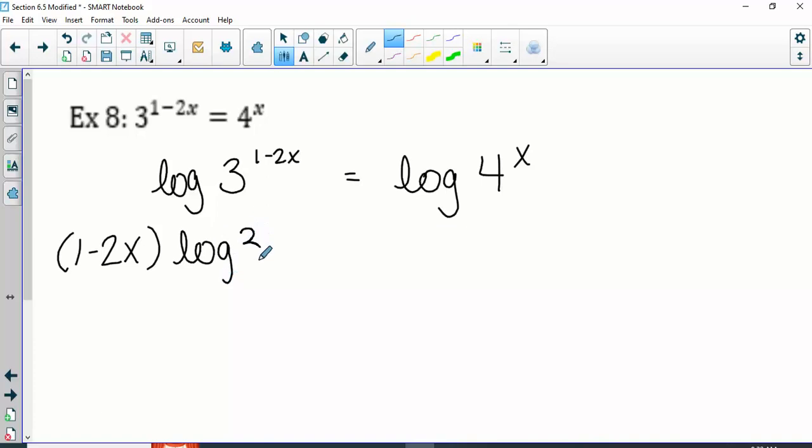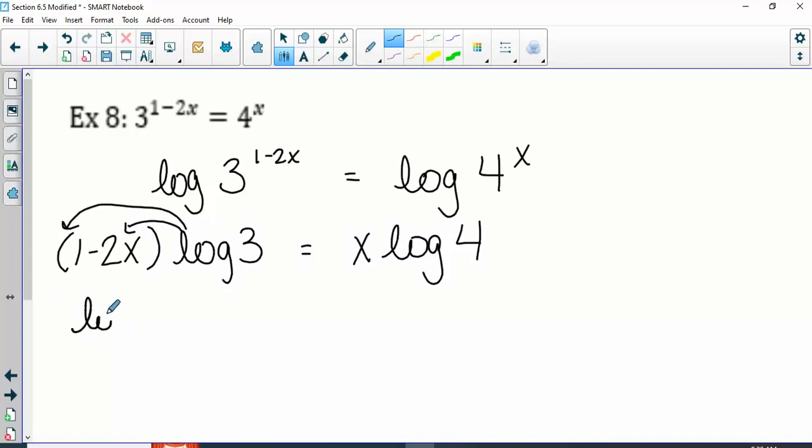Would it be x log plus, log 4? X times log 4. I didn't know if you would break it down further. No, so this side it's just x times that. Now over here, because our exponent was 2 terms, we have to distribute that log to both of them. So 1 times log 3 is log 3 minus 2x log 3.